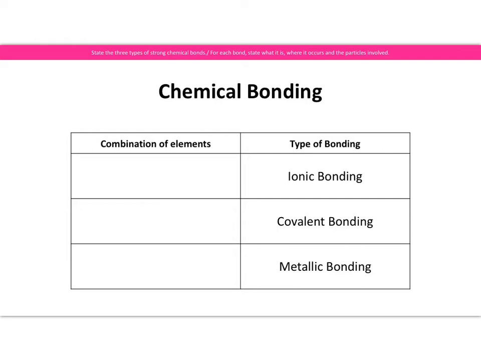And we can tell which of those bondings a substance has through a combination of the elements. So for ionic bonding, our substance has to be made of a metal and a non-metal. Could be more than one non-metal, but there must be a metal and a non-metal present for it to have ionic bonding. For covalent bonding, we're going to write non-metals only. And for metallic bonding, it's going to be metals only.